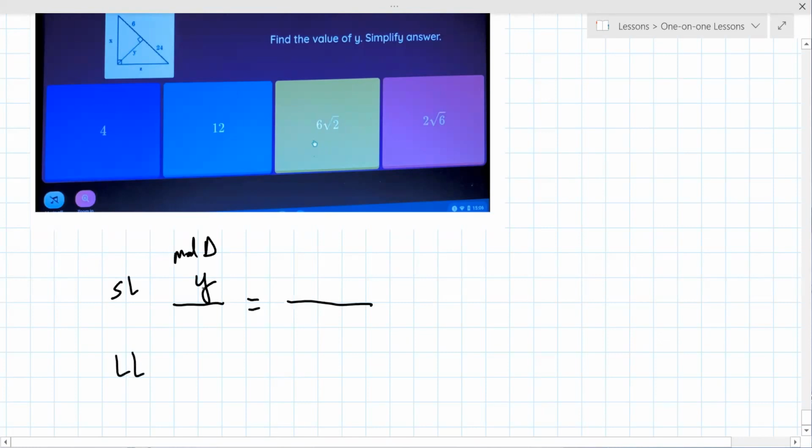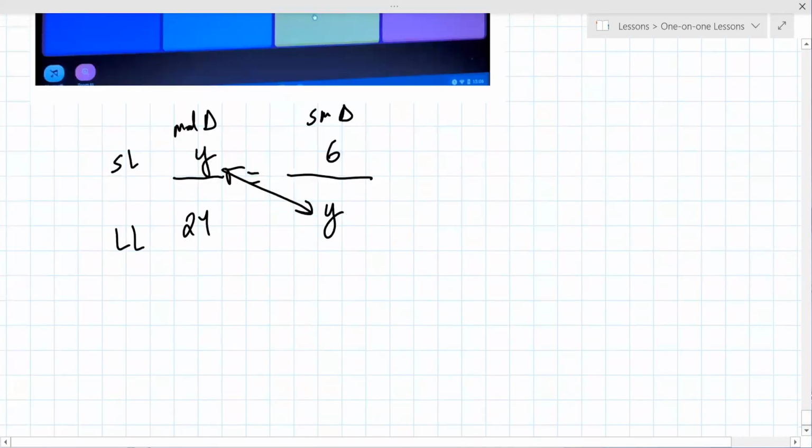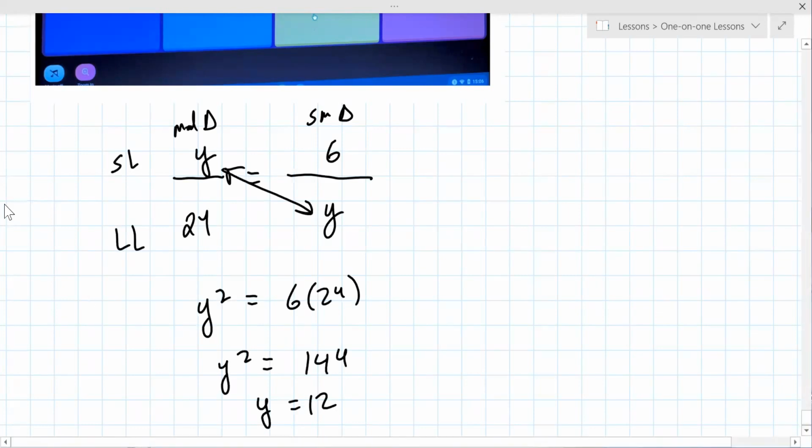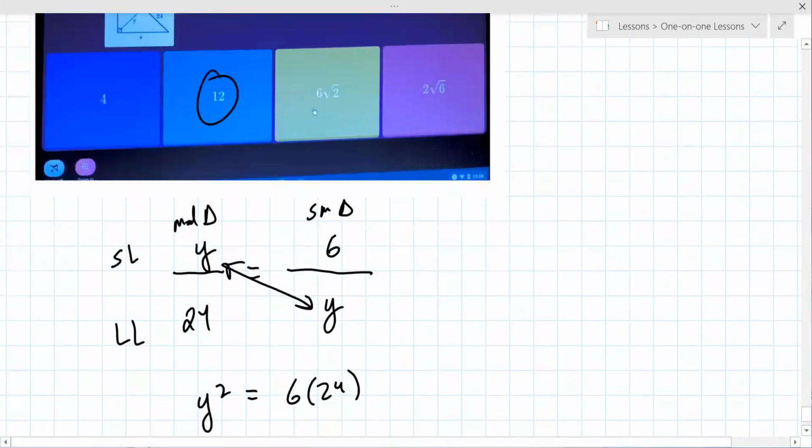So we also have the long leg of the medium triangle. That's 24. So do we have the short leg and the long leg of another triangle? We do, of the small. So the small triangle over here, the short leg is 6 and the long leg is y. It's almost always the case that these are diagonal from each other, which might help you on a test. So this is y squared equals 144, y equals 12, which thankfully is an answer so that we don't have to go much further. Oh, that is the value. That's what they want, the value of y.